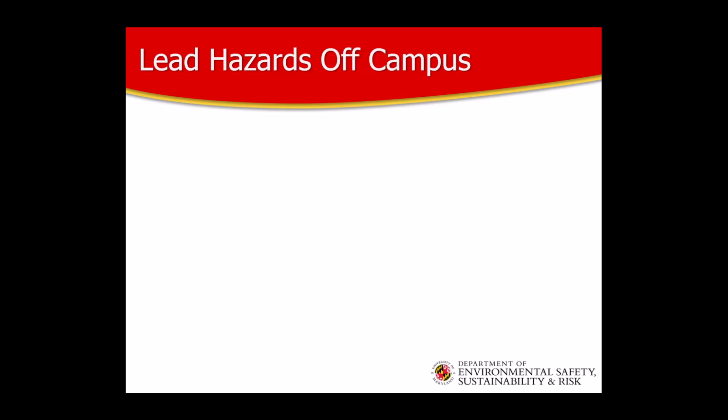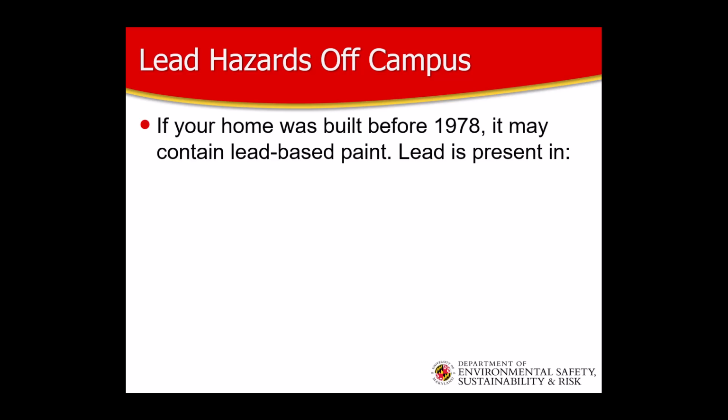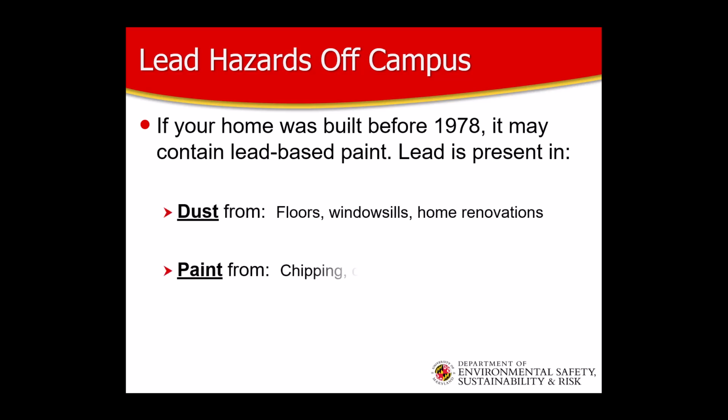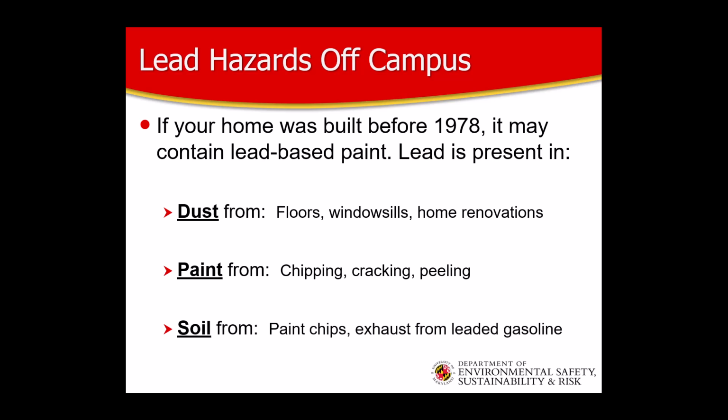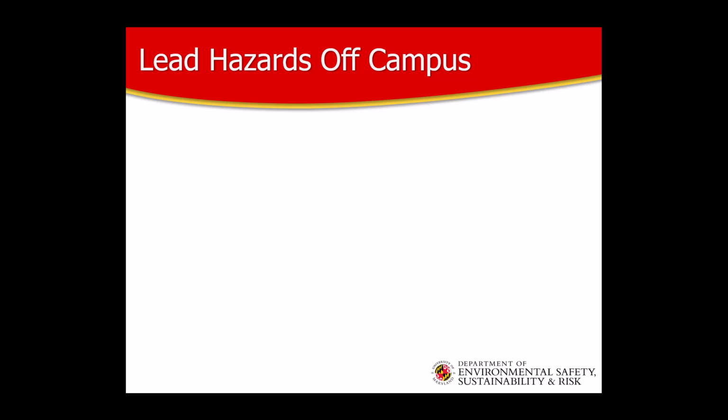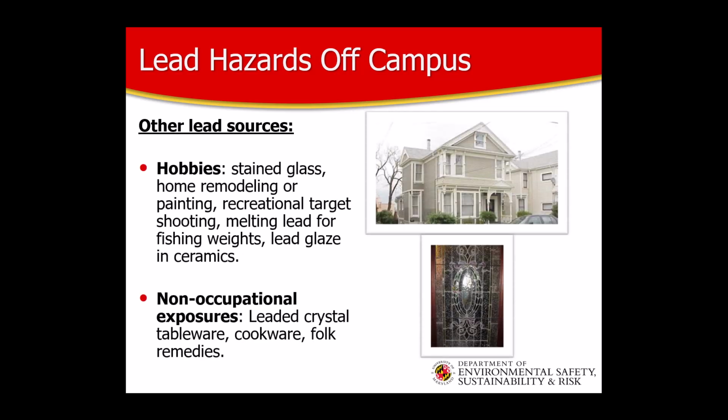Keep in mind, lead can also affect us at home. If your home was built before 1978, it may contain lead-based paint. The same safe work practices we've discussed can and should be used at home as well. Other examples of potential lead exposures existing outside the workplace include some everyday items and activities, such as handling stained glass and ceramic glazing, or from target shooting or making fishing weights.